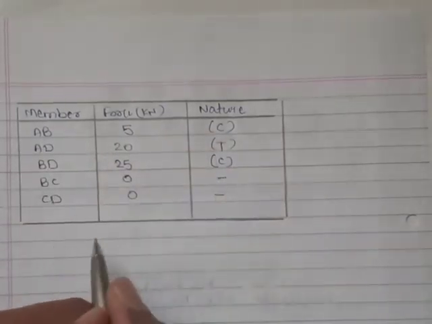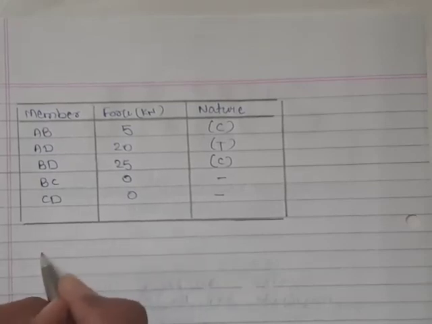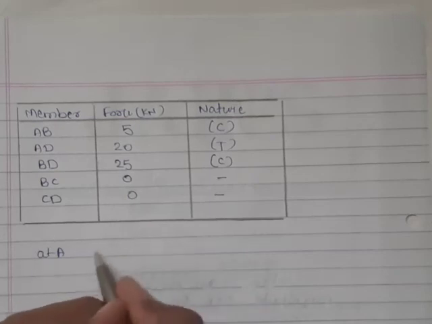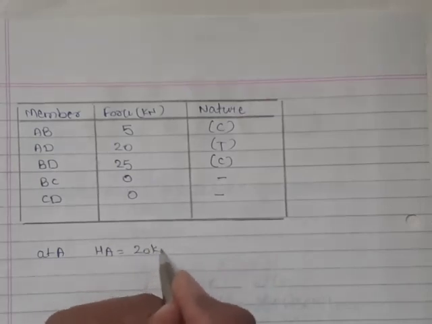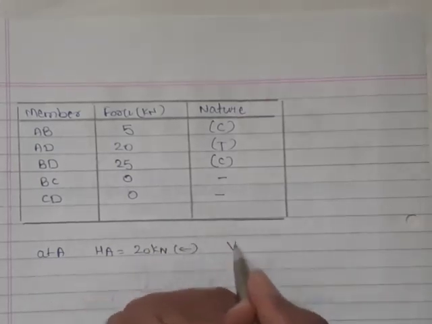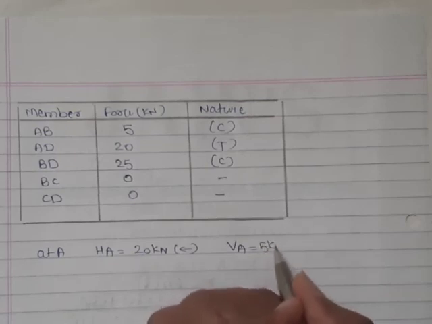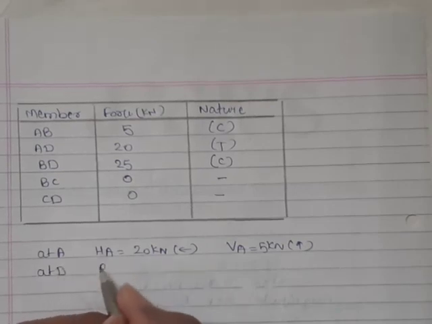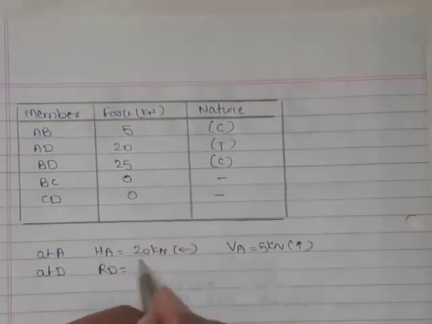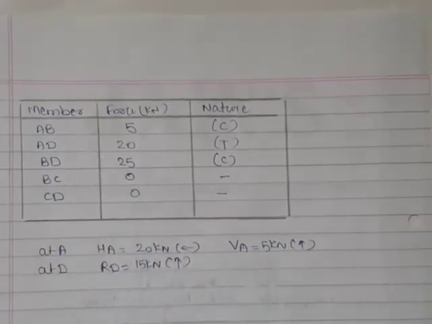Also we have found out the reaction at A and the reaction at B. The reaction at A: HA value is 20 kilonewton acting towards left, and VA was 5 kilonewton upward, whereas at roller support D, RD is equal to 15 kilonewton upward. So these are all the values.